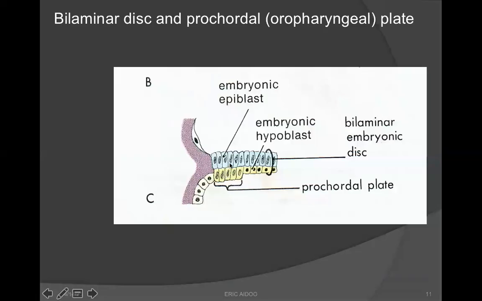So if you take this section, which is towards the head region, the cephalic region of the embryo, you have the epiblast and hypoblast like that. And you can see that the cells are columnar in shape. Okay. And then the portion of the hypoblast, which is also columnar in shape, will form the prochordal plate. The future mouth will be there. And then the rest of the hypoblast that are cuboidal in nature, together with the epiblast, will form the bilaminar disc.